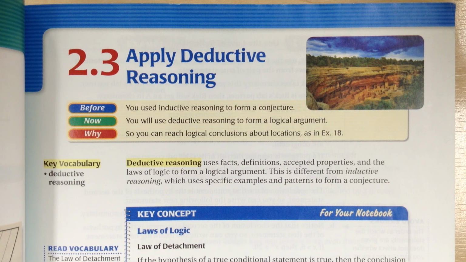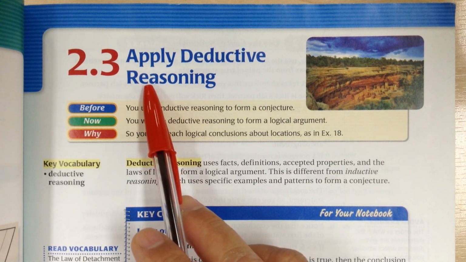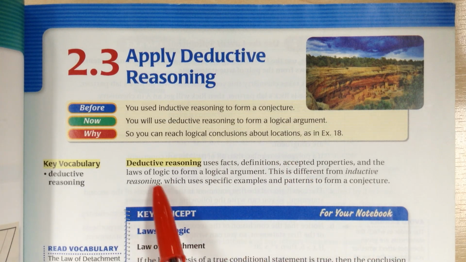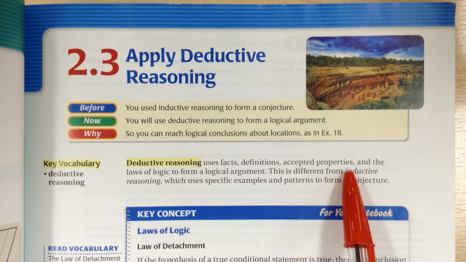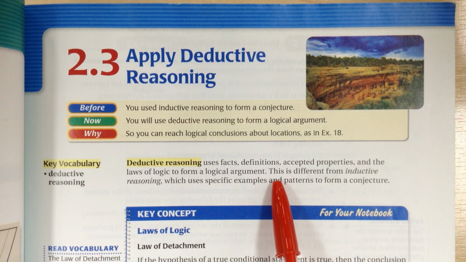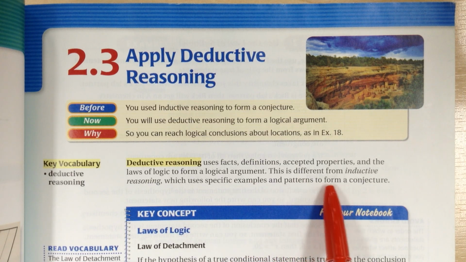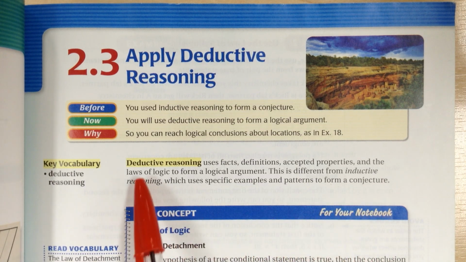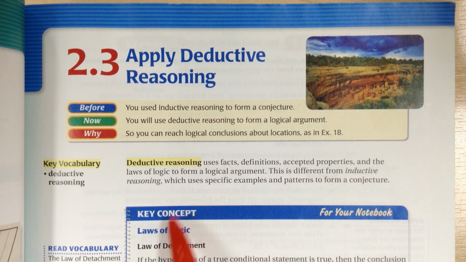Let's go to page 87, and this is lesson 2.3. This lesson is about applying deductive reasoning. Deductive reasoning uses facts, definitions, accepted properties, and laws of logic to form logical arguments. This is different from inductive reasoning, which uses specific examples and a pattern to form a conjecture. So deductive reasoning mostly just uses facts, whereas inductive reasoning uses the pattern. That's the main distinction between the two.